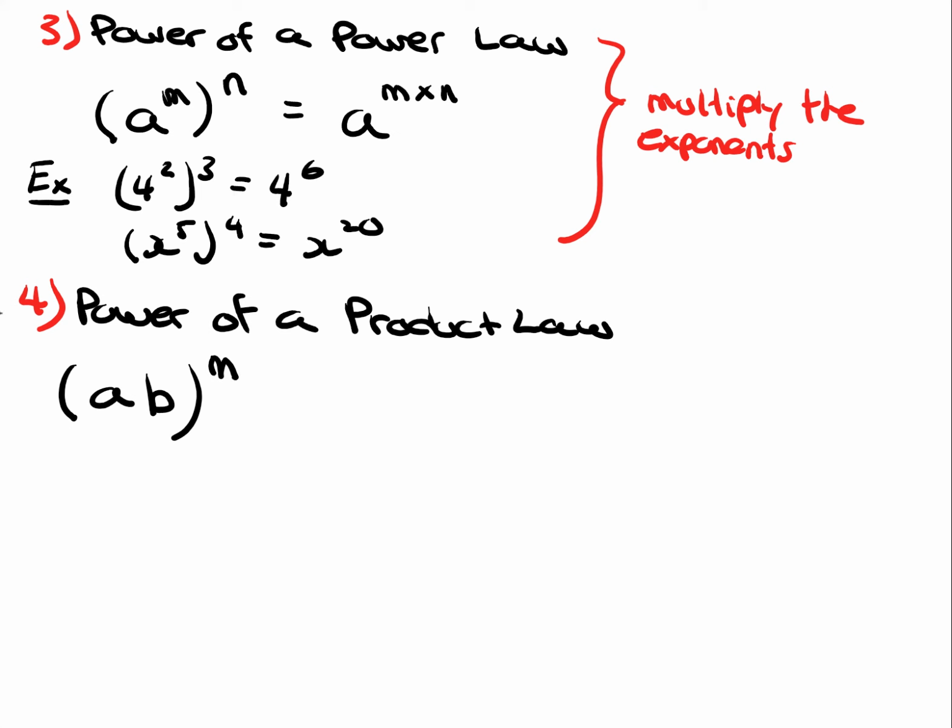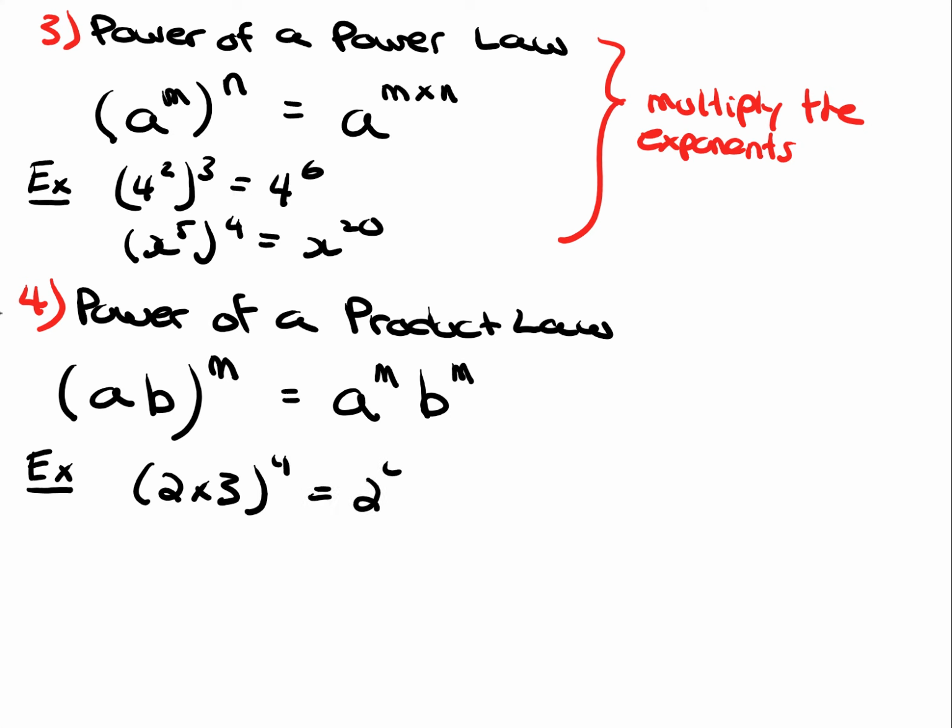So what we want to do here is we want to multiply each number to the power of m. So we're going to express each number to the power of m and then multiply those together. So we should get something like a to the power of m times b to the power of m. So an example of this would look like 2 times 3 to the power of 4. This is equivalent to saying 2 to the power of 4 times 3 to the power of 4.